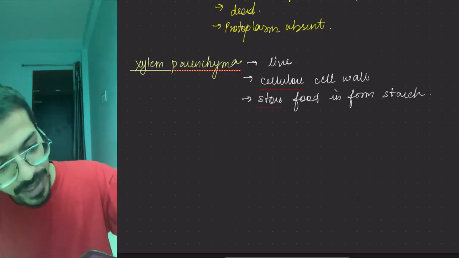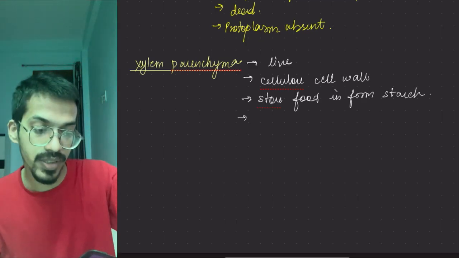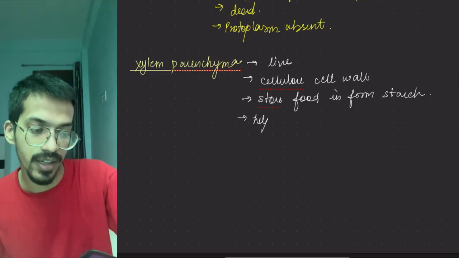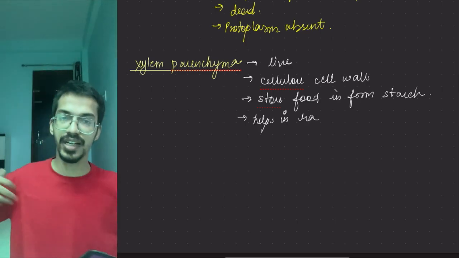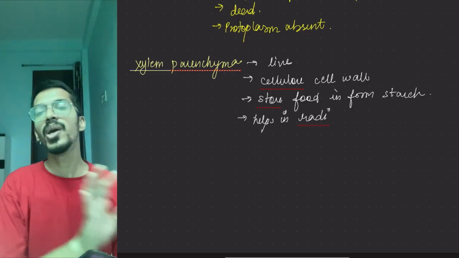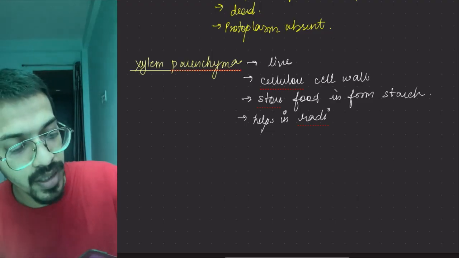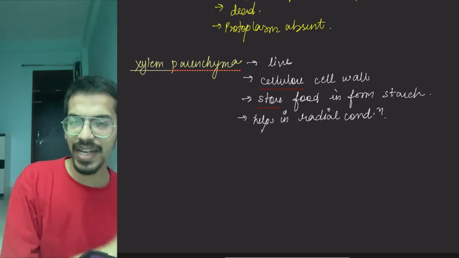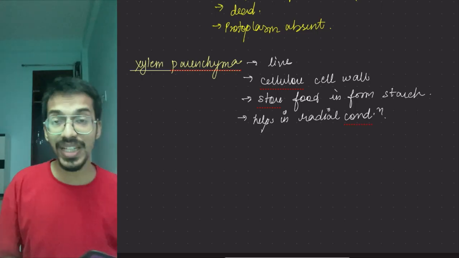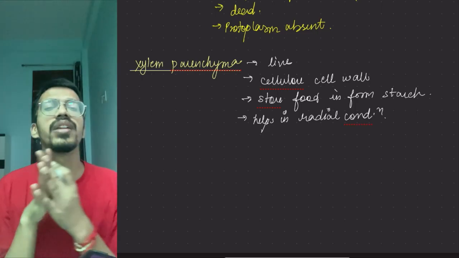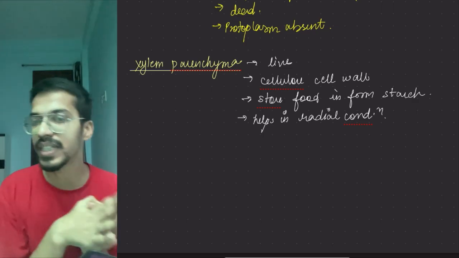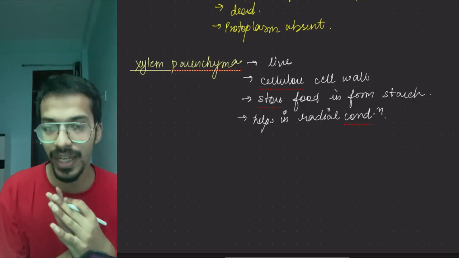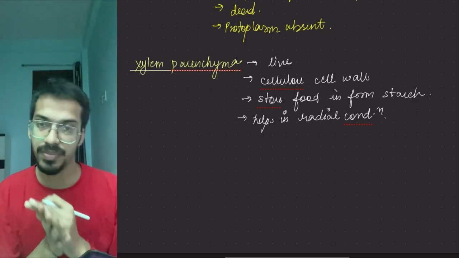And it helps in radial conduction. We have already said it helps in radial conduction. Radial means this side, radius wise conduction would be with the help of this. So help in the radial conduction. That is xylem parenchyma. After this, we have to remember that on the growth phase, primary xylem and secondary xylem would be present. Okay. And what are their locations?